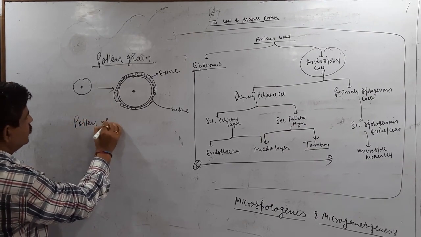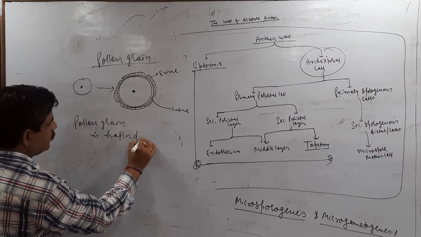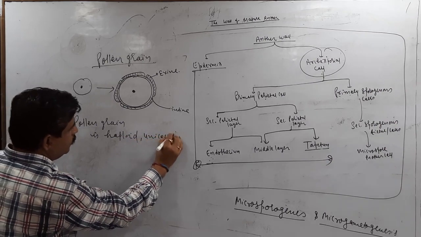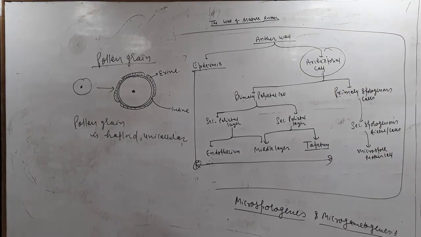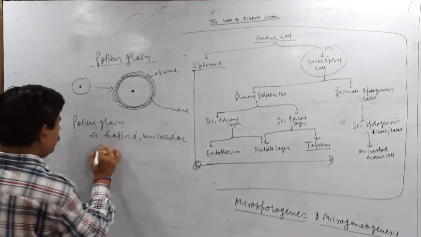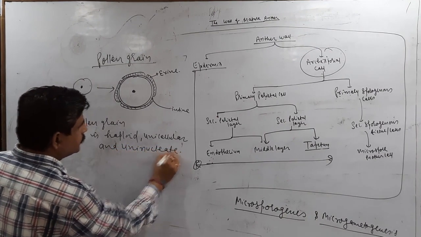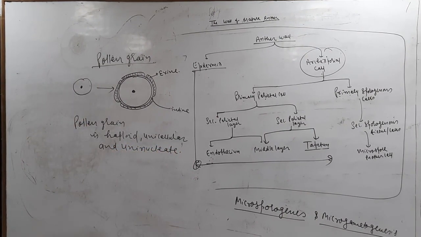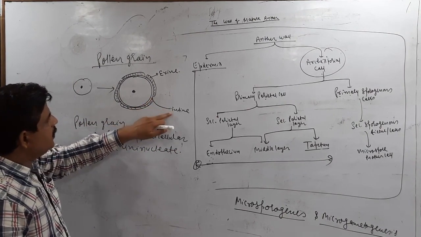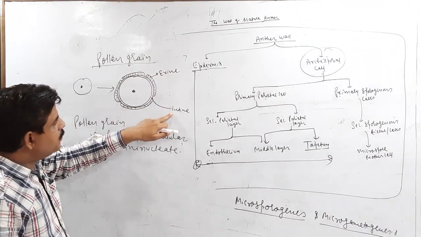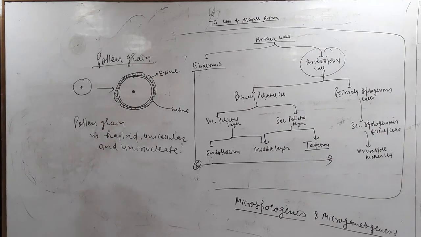The pollen grain is haploid, unicellular, and uninucleate. It has a two-layer wall. The inner layer is the intine. Intine is composed of cellulose and pectin, and the outer layer is the exine.